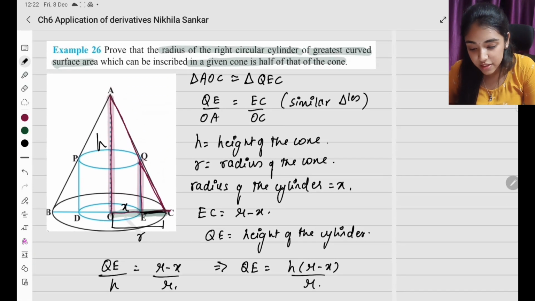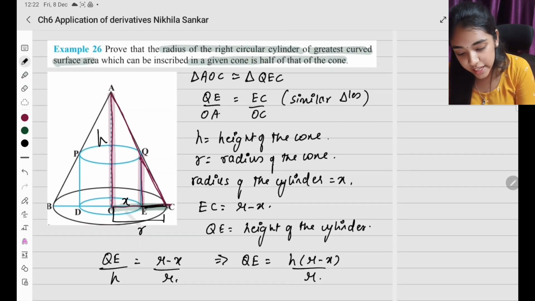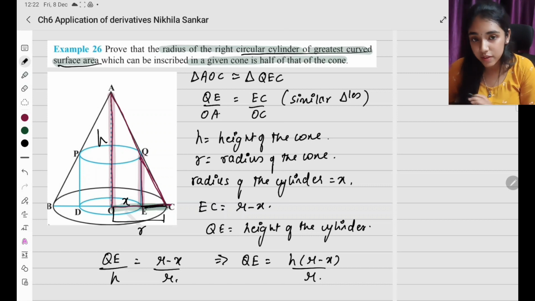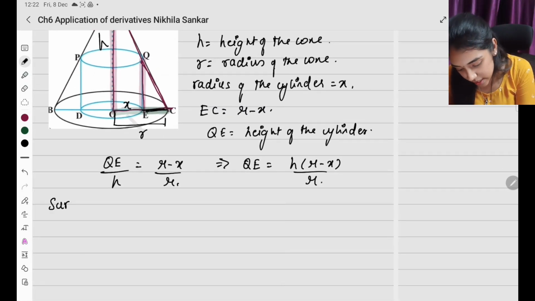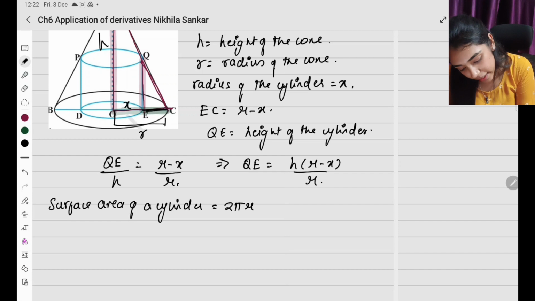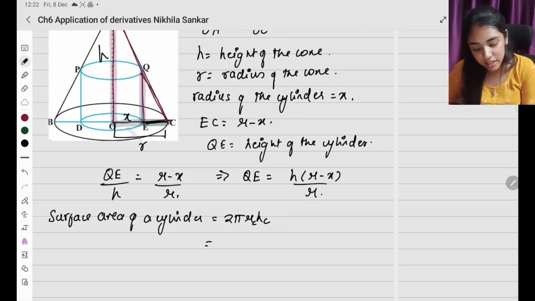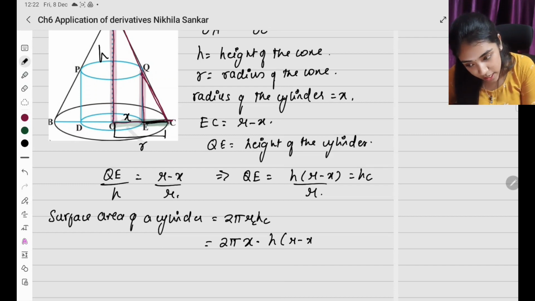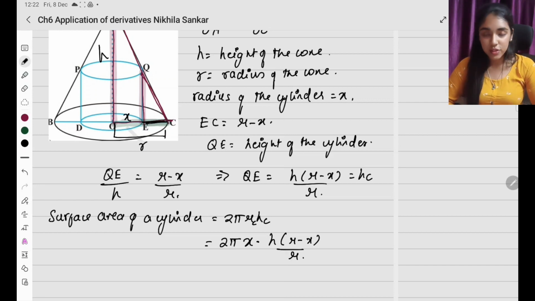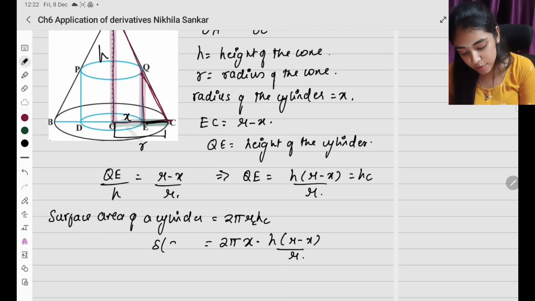Now I need the curved surface area of the cylinder. What are they asking for? The right circular cylinder's greatest curved surface area. So what is my formula? Surface area of a cylinder is 2 pi R H. We are talking about the radius of the cylinder and the height of the cylinder. So when I substitute, 2 pi, the radius of the cylinder is x, and the height of the cylinder is QE, which we just found, H times (R minus x) divided by R.